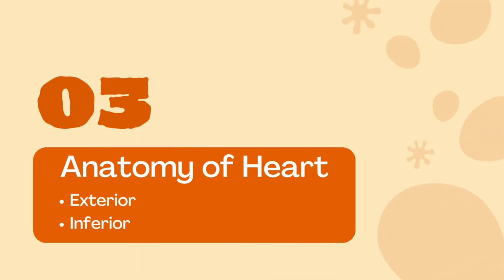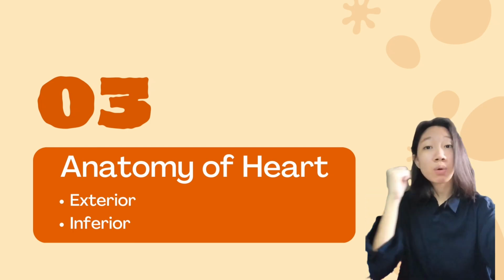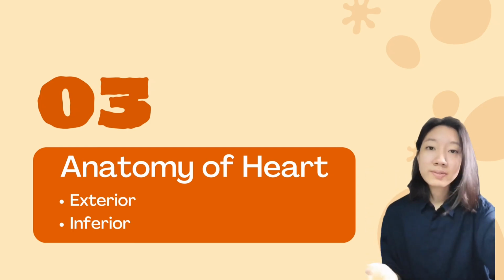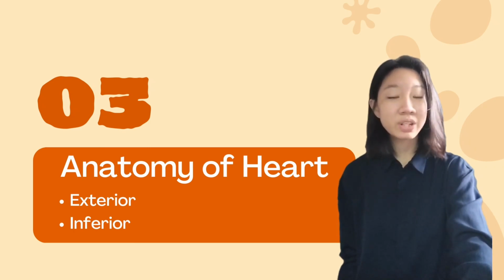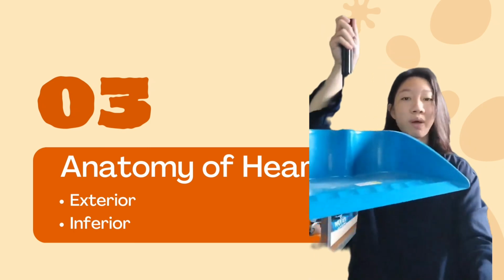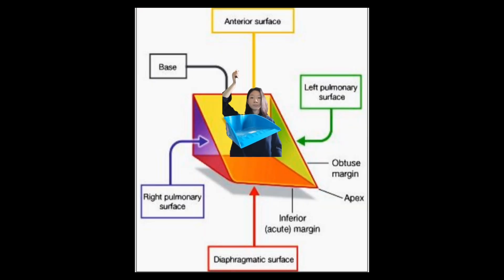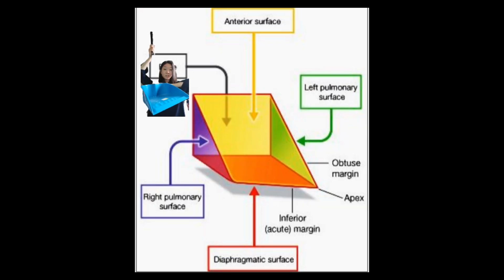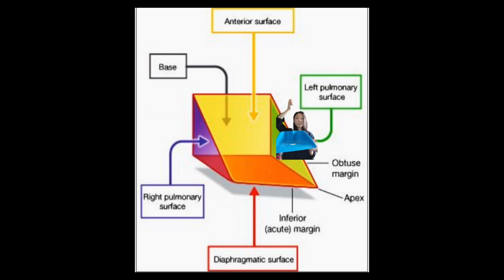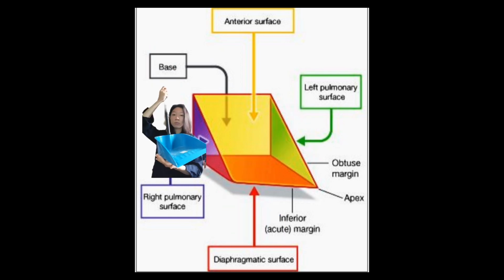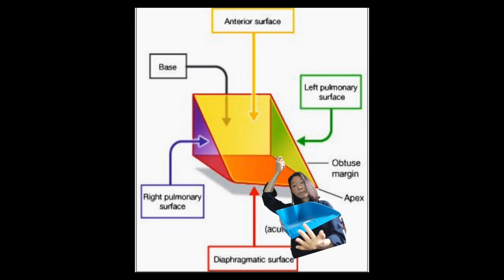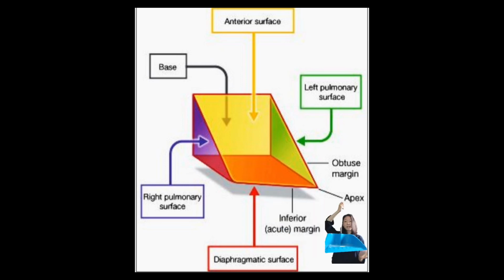Here comes the last part of our presentation, anatomy of the heart. We know that our heart is as big as our fist, but how about position? I know it sounds a little bit weird, but it's true. Just grab a dustpan, and that's basically how your heart sits in your body. Anterior, base, diaphragmatic surface, left pulmonary surface, right pulmonary surface, the inferior margin, and the apex of the heart.